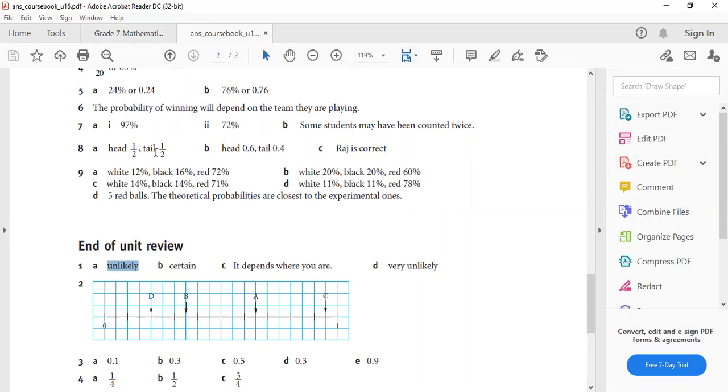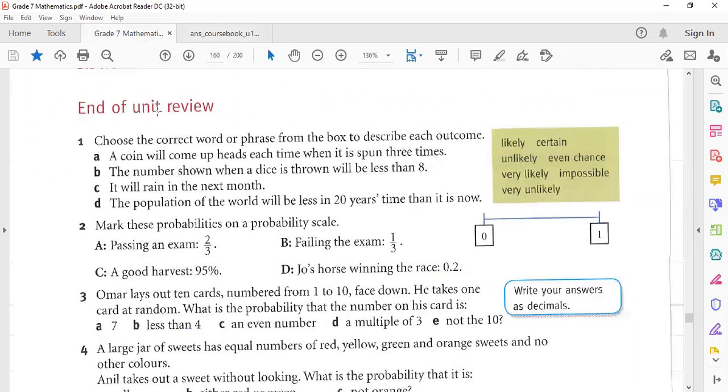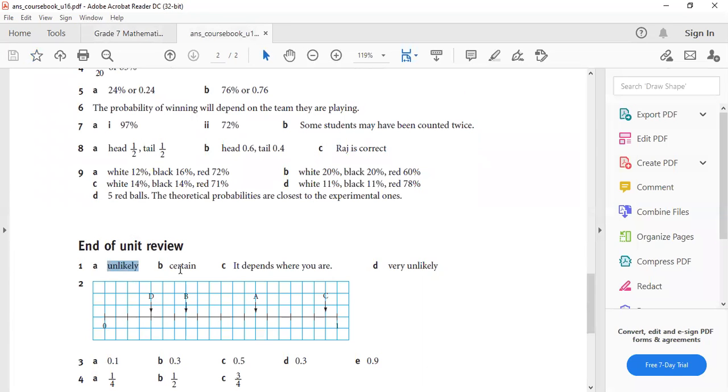B: The number shown when the dice is thrown will be less than 8. If you're throwing a dice, it's 100% less than 8, because the dice has 6 sides. So we call it certain. Look here, the answer will be certain.